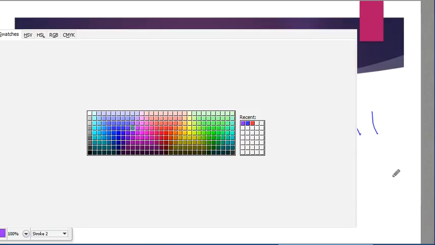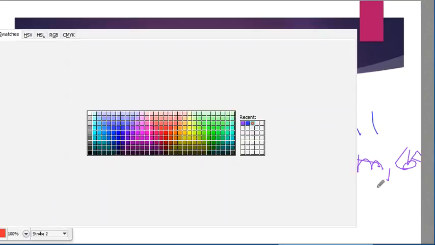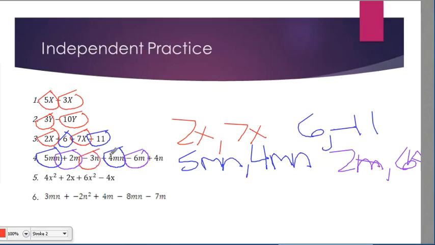Okay. We also have 2m and we have a subtract 6m here. Okay, so those are like terms. 2m and 6m. And then we also have 3n and 4n. Those would be considered like terms. Okay, so remember, like terms are terms that have the same variables raised to the same powers.